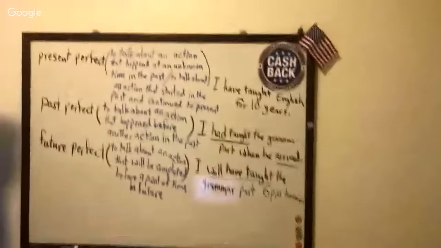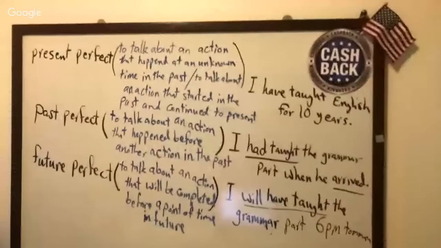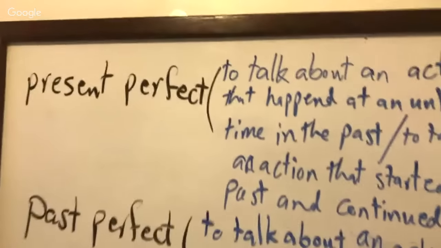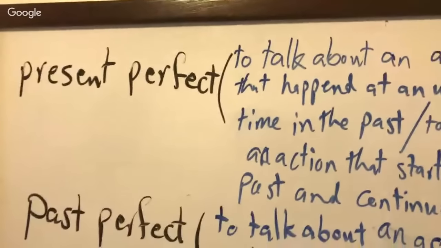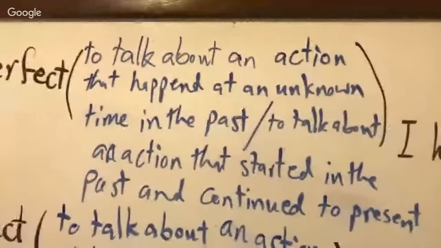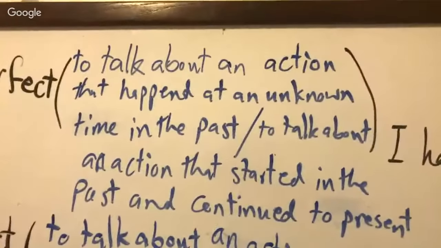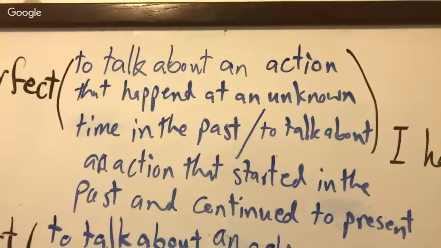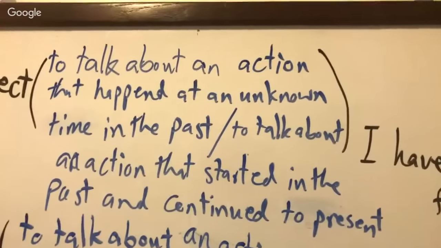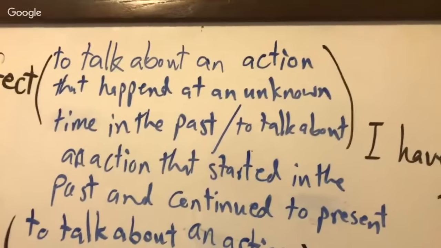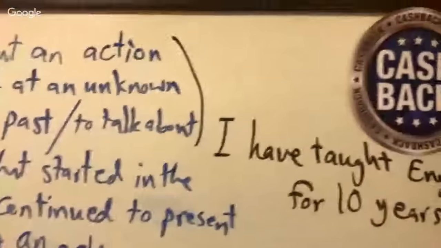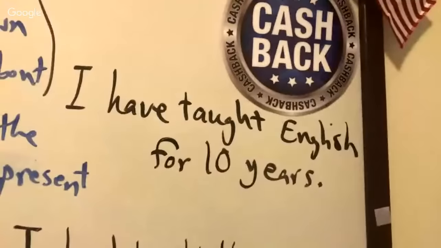And I'm going to read the sentences one more time. So let's start with the present perfect. Present perfect is a tense that we use to talk about an action that happened at an unknown point of time in the past. And we also use present perfect to talk about an action that started in the past and continued to the present. For example, I have taught English for 10 years.